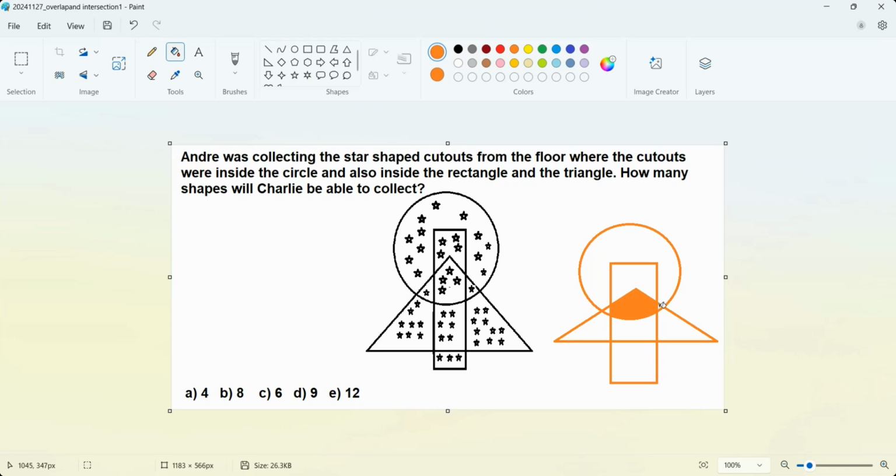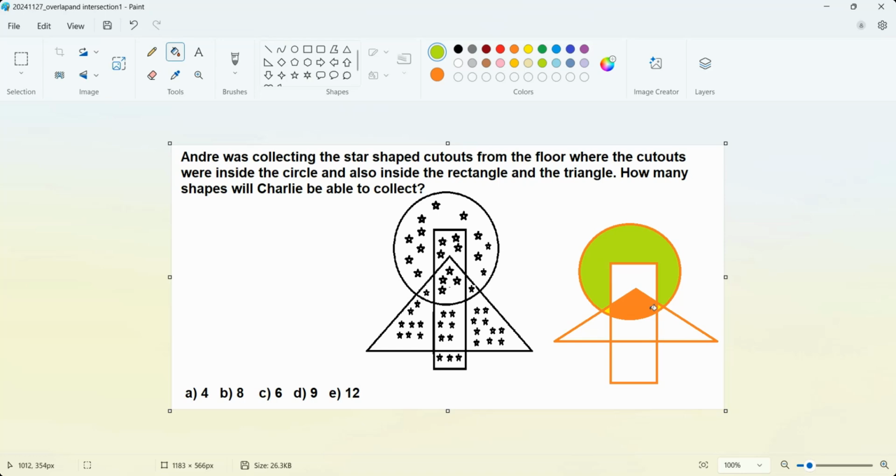The small left out places here, these are inside the circle, inside the triangle, but outside the rectangle. So I'll mark them in yellow so that you understand what is that. So this is inside the circle and triangle, but outside the rectangle. And if I mark with green, so this is inside the circle, but outside the rectangle and triangle. So this is purely non-intersecting.